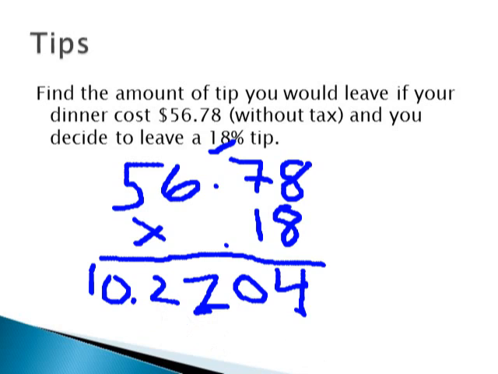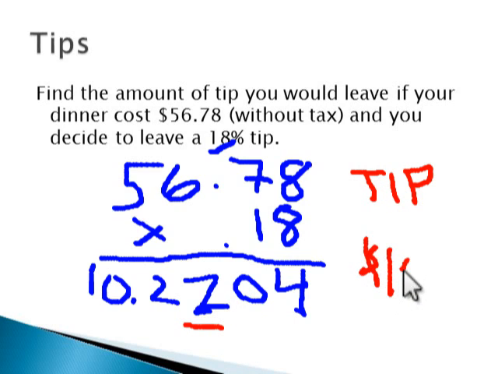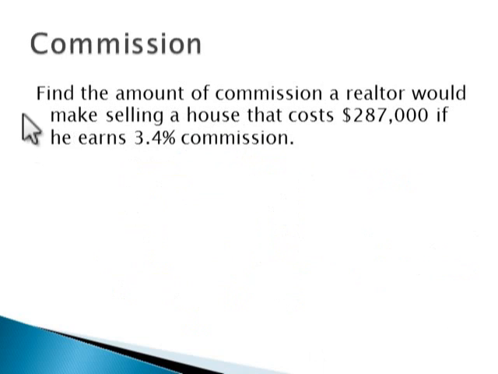And then we need to round so that we can actually pay someone the amount of money that we just figured out. So we're going to round to the hundredths place just like we have before. The number after it is less than 5. So in this case, the tip is $10.22. We don't need to do anything with that because all it asked us to do was find the tip. 18% of $56.78.